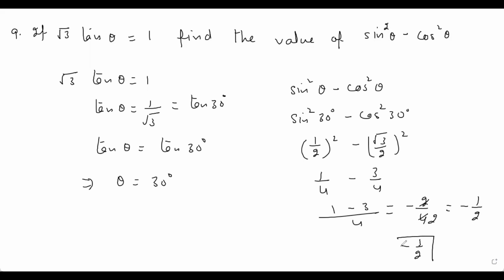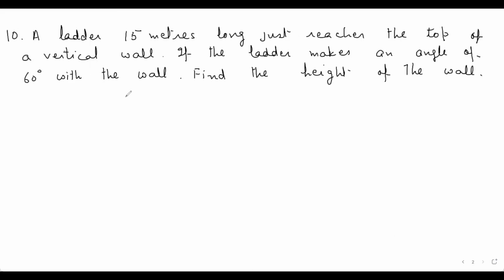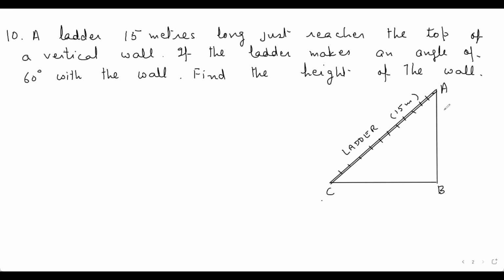That is the answer. Now the 10th question is, a ladder 15 meters long just reaches the top of a vertical wall. If the ladder makes an angle of 60 degree with the wall, find the height of the wall. Now its figure is, now AC is a ladder which is 15 meters long. AB is a wall. So this ladder makes an angle of 60 degree with the wall. I am to find the height of the wall. I am to find height of AB.